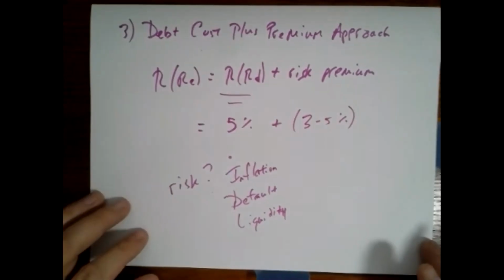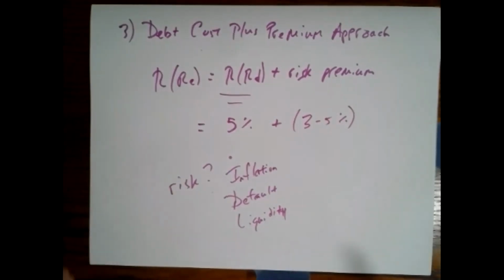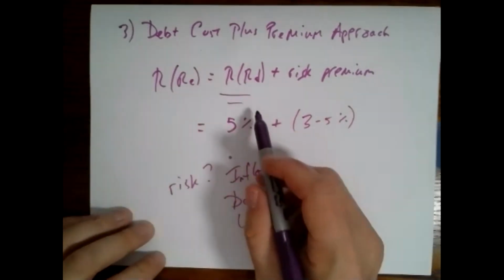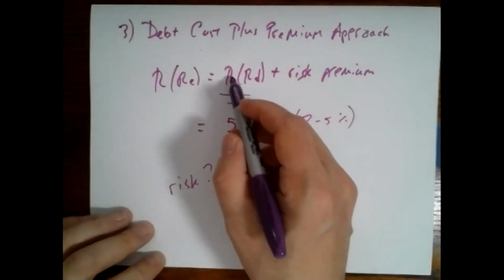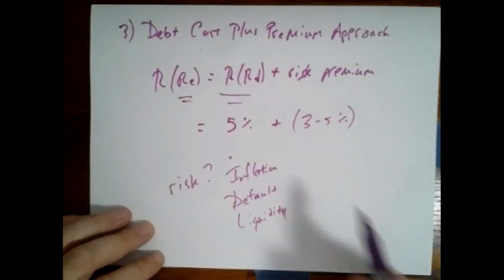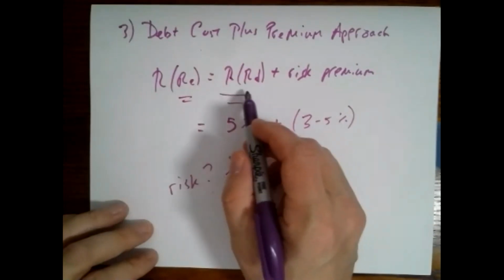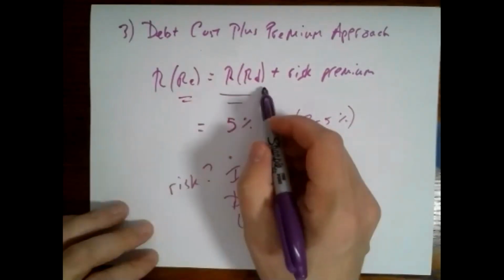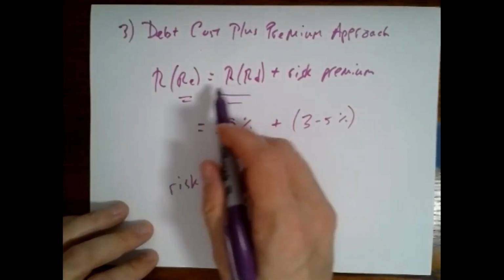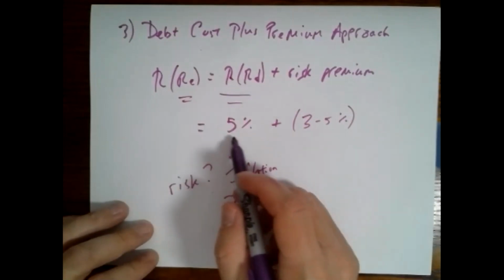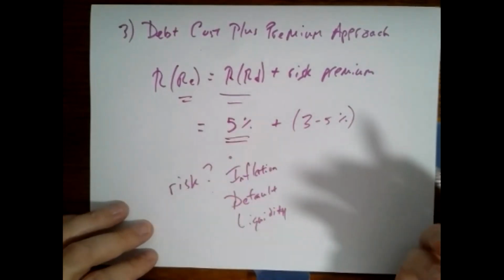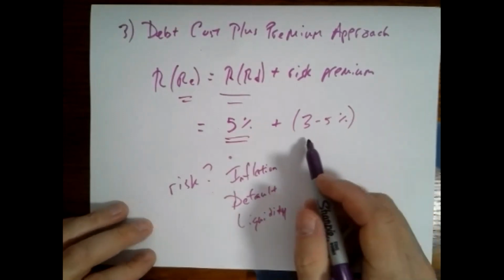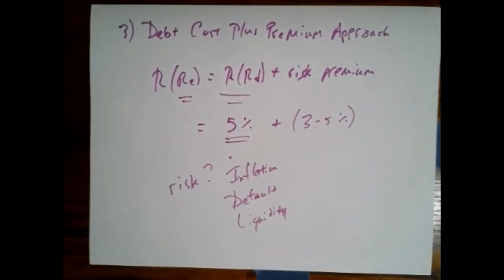Okay, so typically if you're doing this kind of estimate, you're going to start with the yield to maturity of the debt associated with whatever company this is that you're trying to figure out. So you get that as a given because that's just the contract. You can observe that. And then you're going to build a risk premium around that.